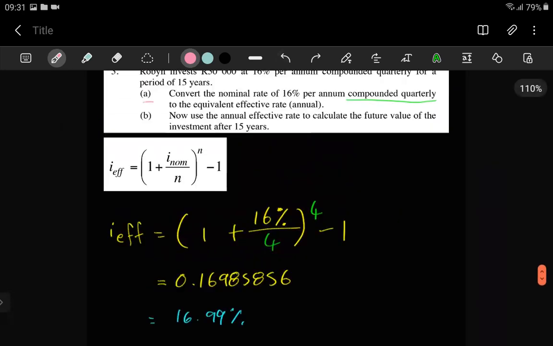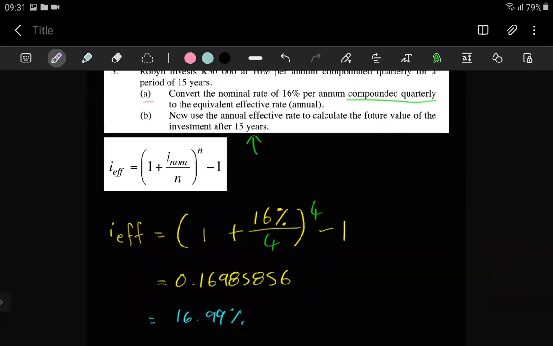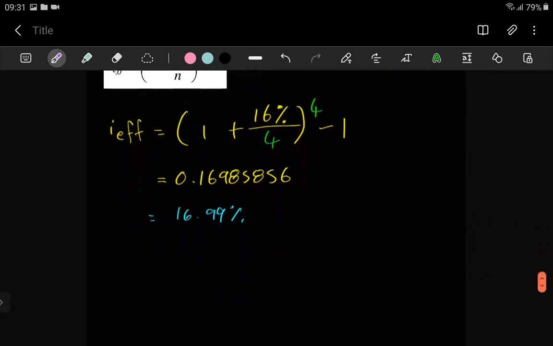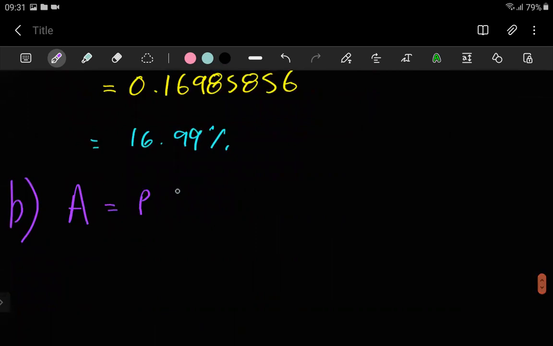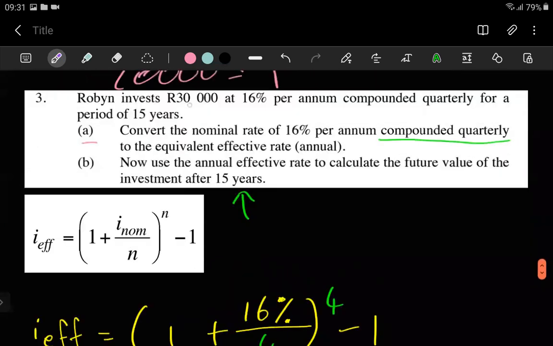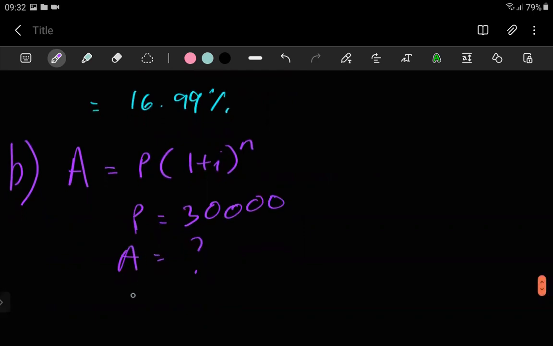Now that we have this value for B, it says now use the annual effective rate, which is the value we just worked out, to calculate the future value of the investment after 15 years. Funny enough, they spoke of future value, which is just talking about a value for A, but because they said future value, it doesn't mean we have to use the F formula. This is still revision, so the F formula is not even being mentioned. So for B, we're dealing with normal compound interest: A is equal to P times 1 plus i to the power of n.